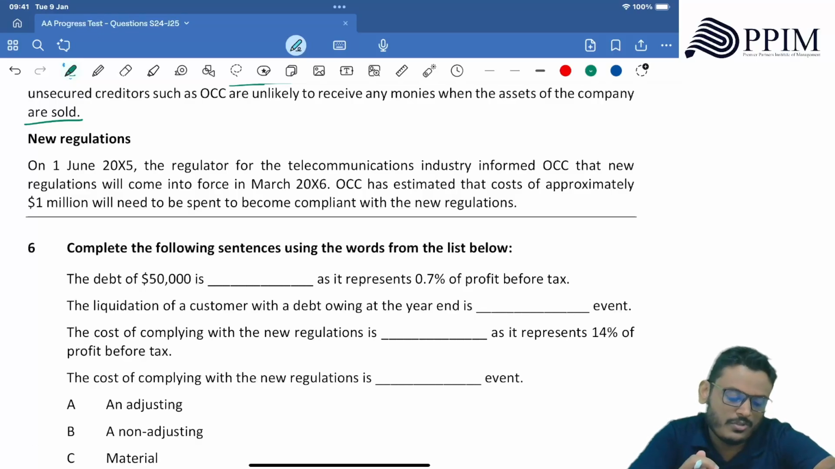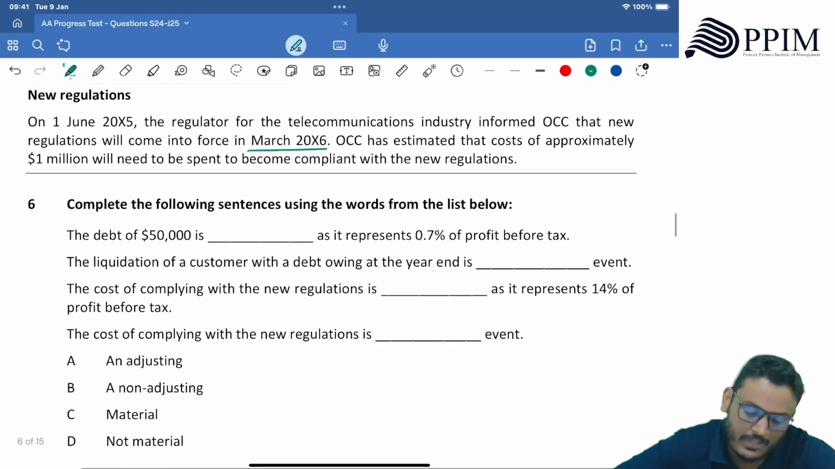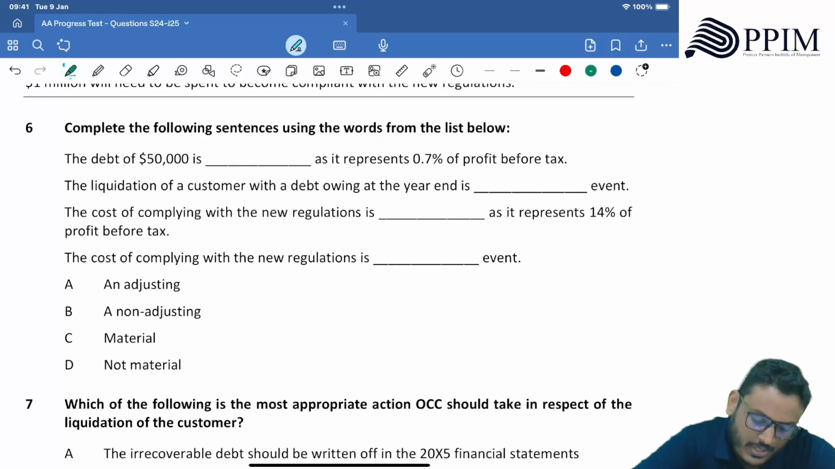1st of June 2005, the regulator for the telecommunication industry informed OCC that new regulation will come into force in March 2006. There is a new law. OCC has estimated that the cost of approximately $1 million will need to be spent to become compliant with the new regulations. Complete the following sentences using the words given below. The debt 50,000.